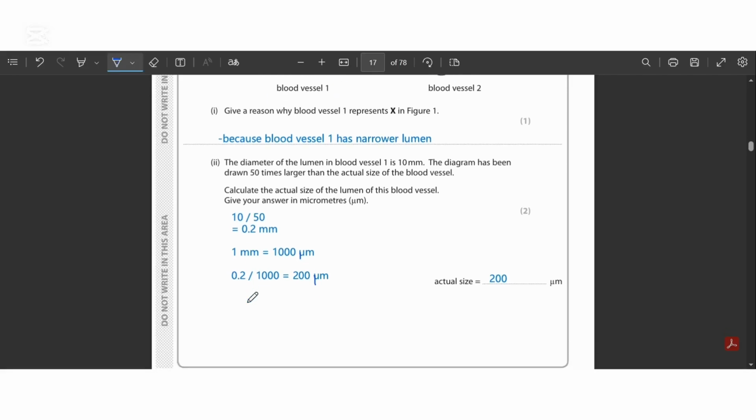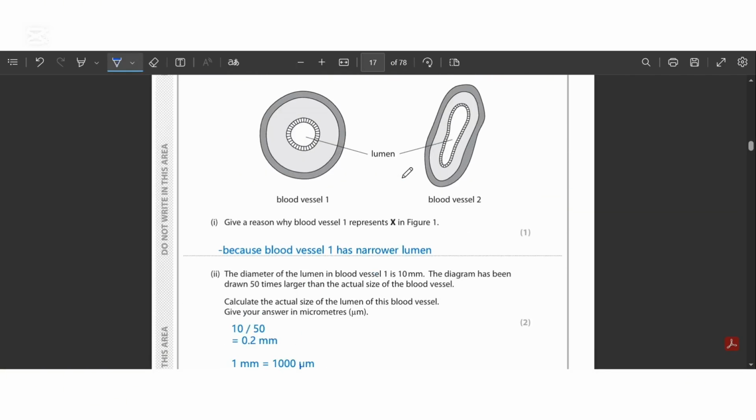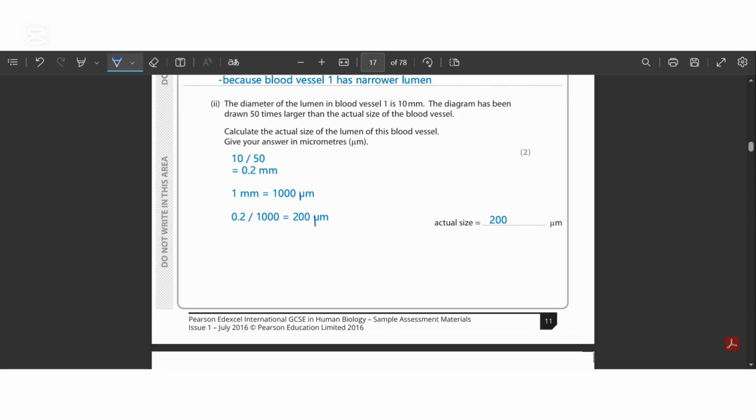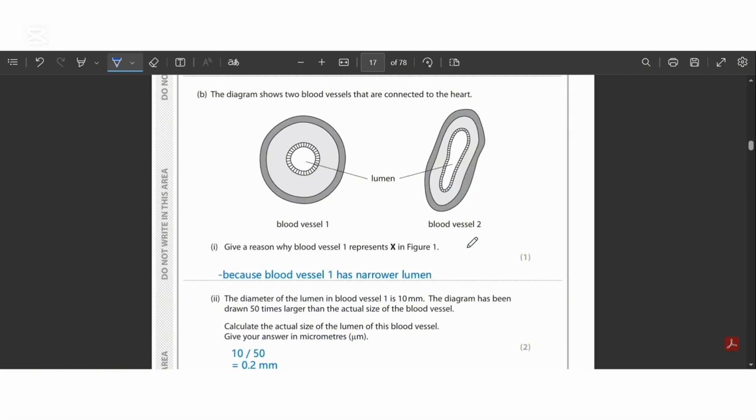So here I have solved this question. Since the diameter is 10 millimeter, I have divided 10 by 50, which is the number of times the actual blood vessel is smaller than the one drawn over here, and it comes to 0.2 millimeter. So this is the actual size of the lumen in millimeter. To convert it into micrometer, 1 millimeter is equal to 1000 micrometer, so I have multiplied 0.2 by 1000. So it is 200 micrometer, which is the actual size of the lumen of blood vessel 1.